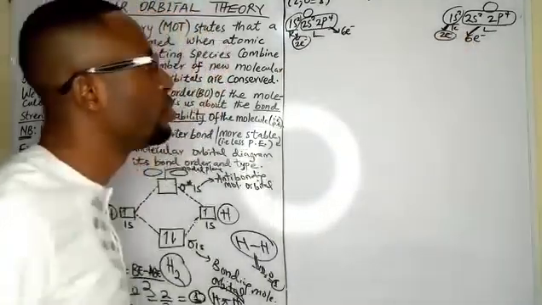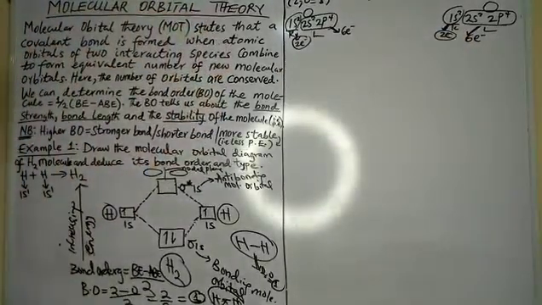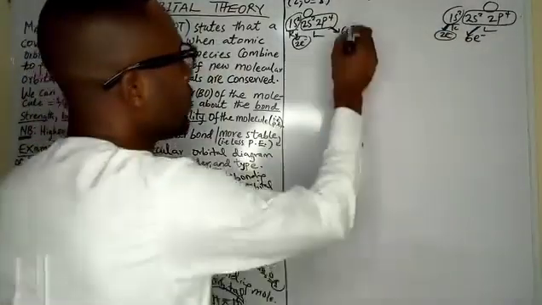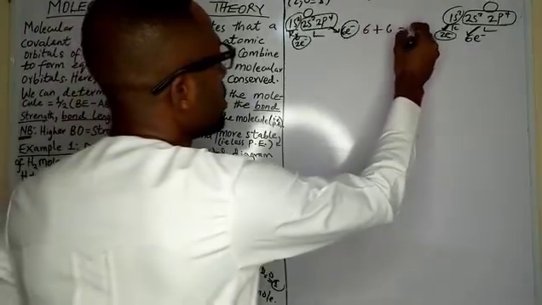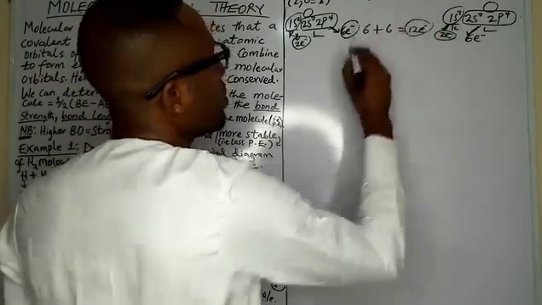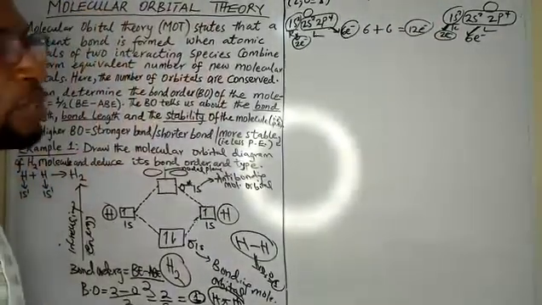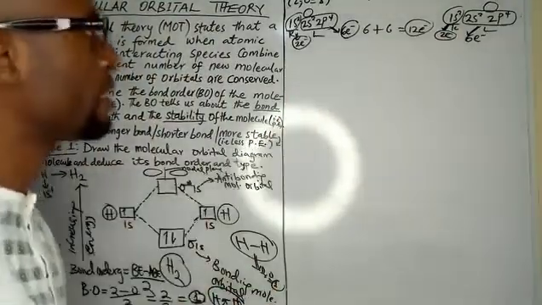They are not going to be used for overlapping to form the molecular orbital diagram. So if you check it, we have 6 plus 6, which is equal to 12 electrons. This is what we are going to distribute to make the molecular orbital diagram. Nice. So let's have this in mind.